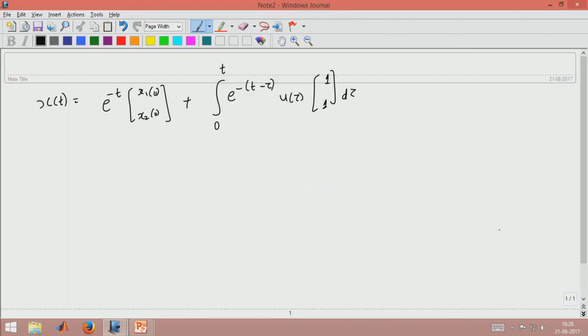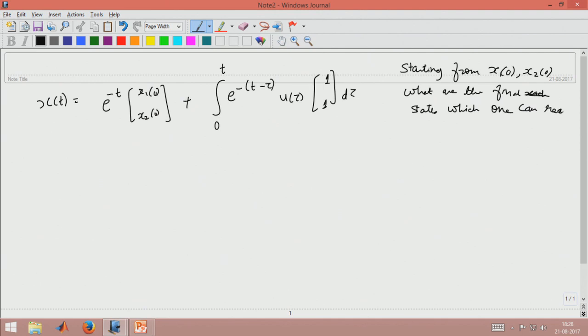Okay, look at this, and I'll ask: this is our question, right? Starting from x1 0, x2 0, what final states can I reach? Or starting from here, what all points can I control my system to? So look at this thing: this entire thing here for a particular input would be just a constant, right?